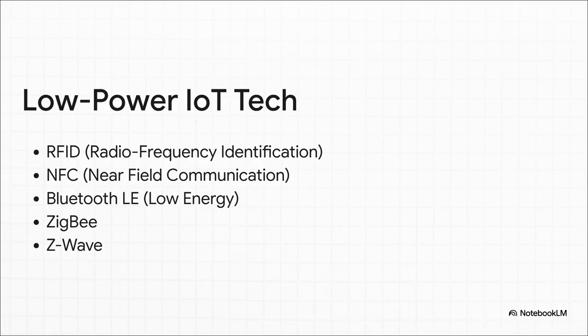And to solve that power problem, this whole ecosystem of new technologies has popped up. You've probably heard of some of them, like RFID, NFC, and Bluetooth Low Energy. They're all designed for short-range, super efficient communication. Each one makes different trade-offs with speed and range, but the main goal is always the same. Sip power, don't guzzle it.